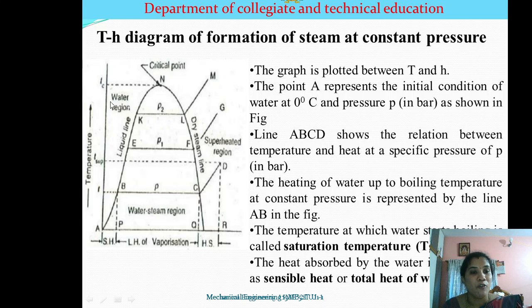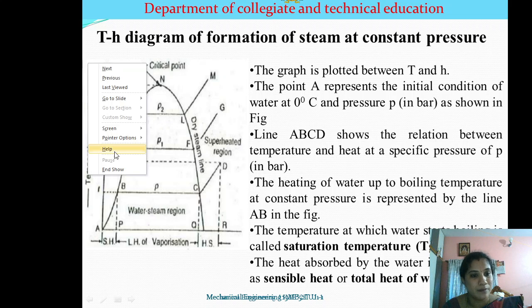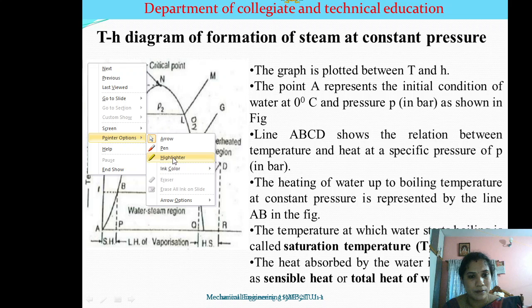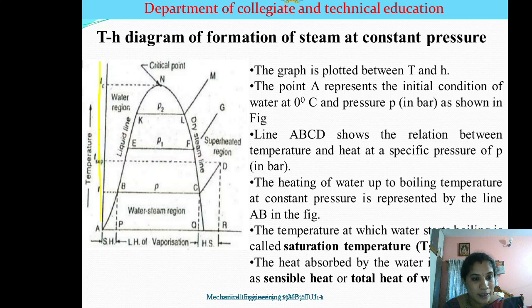What we have done is plotted temperature versus the enthalpy. So it's a repetition. We have taken water at 0 degrees Celsius and started heating the water from point A to point B. This region is called sensible heat, that is SH.